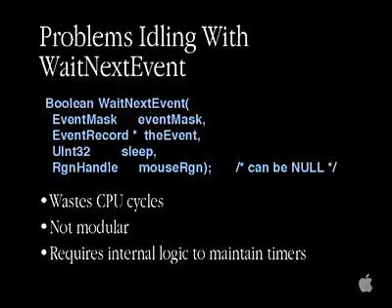And it requires internal logic to maintain timers. And what I mean by that is, let's say you have two animations in your document. One that needs to be animated 4 times a second and one 5 times a second. Well, since waitNextEvent is based on ticks, the easiest solution is to call yourself back 20 times a second, do some calculations to figure out which image needs to be animated at that particular time.